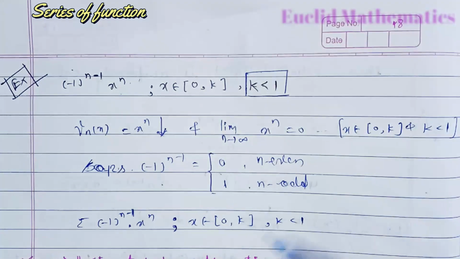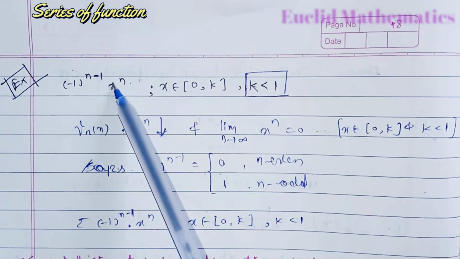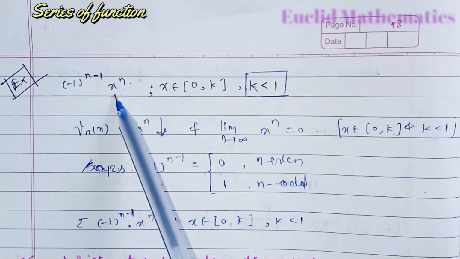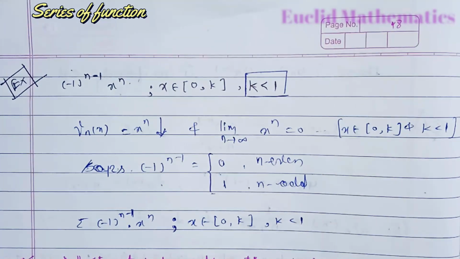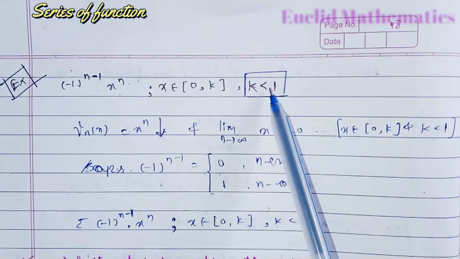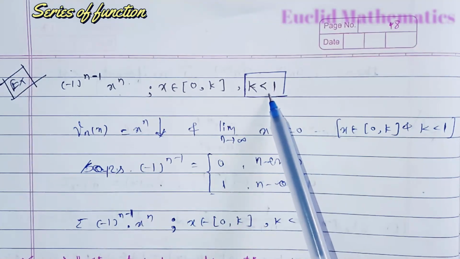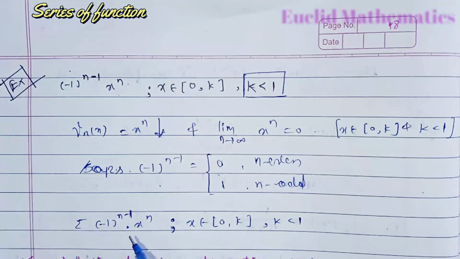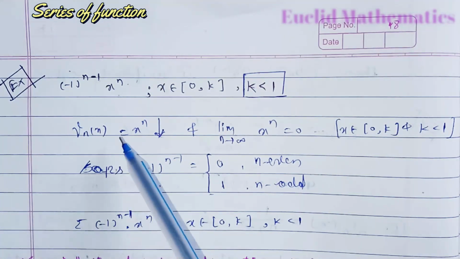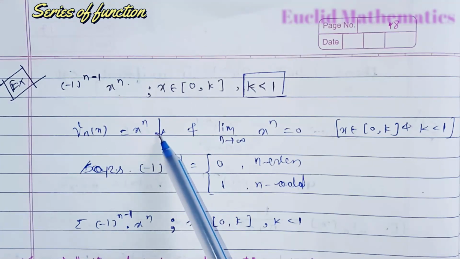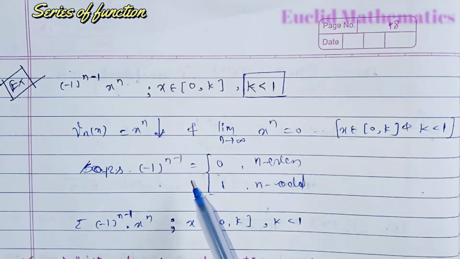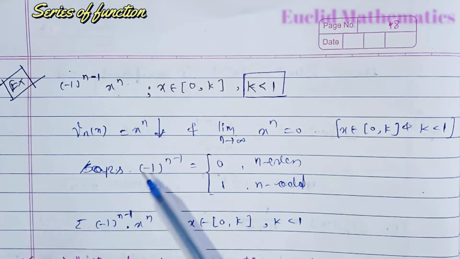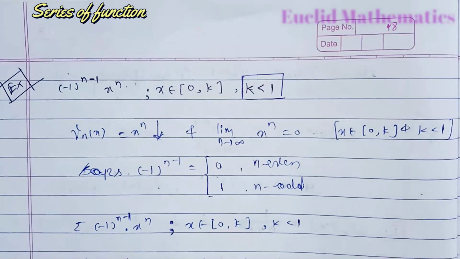So here in my second video, I take the next example: minus 1 raised to n minus 1 upon n, into x raised to n, where x belongs to the closed interval 0 to k, and k is strictly smaller than 1. Then we have to check whether this series of functions is uniformly convergent or not. It is easy to find out. In our definition, one of the sequences needs to be uniformly bounded and converge to 0 uniformly, and the other needs to be a sequence of partial sums that is uniformly bounded. So you have to apply the definition for the Dirichlet test only.